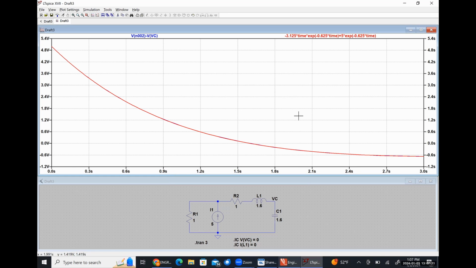All right, so looks like the red curve completely overlaps the blue curve. Just to double check things here, our scale on the left-hand side of the screen ranges from positive 5.4 down to negative 1.2. Our scale on the right-hand side of the screen ranges from positive 5.4 down to negative 1.2. So it looks like we did everything correctly here.